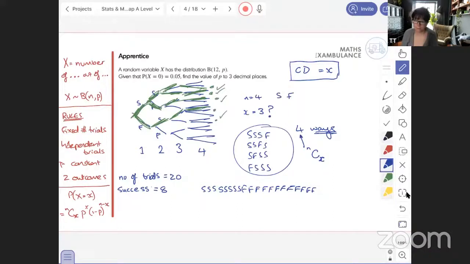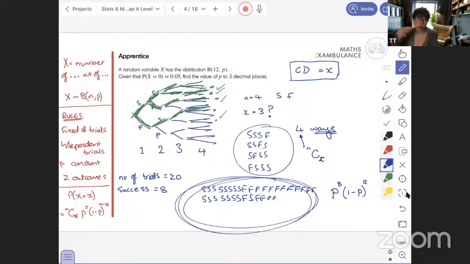Now, how many ways are there? I could go 1, 2, 3, 4, 5, 6, 7, fail, 8, fail, fail, fail, fail, fail. Every single one of these is going to have the same probability. It will have the probability of success to the power of 8, because I've got 8 successes. And then it will have the probability of failure to the power of 12, because I've got 12 failures. And every single one will have the same. But how many are there? How many different ways can I write down 8 S's and 12 F's? That's what nCr is. That's what your calculator gives you.